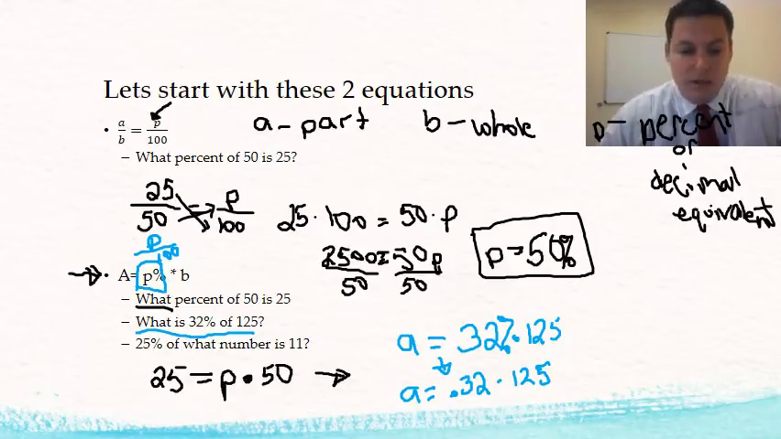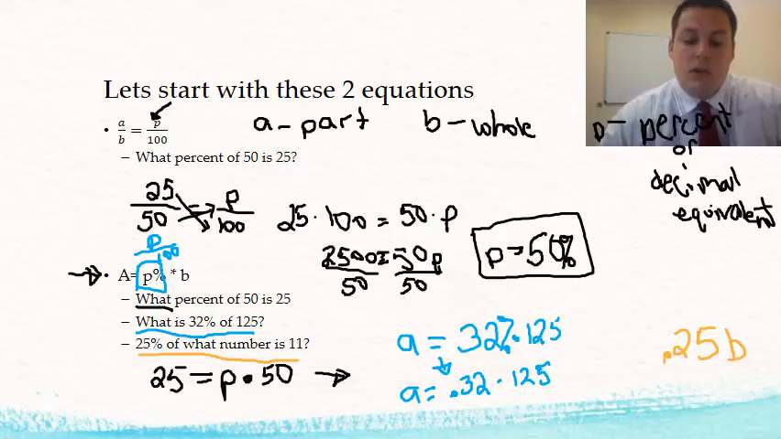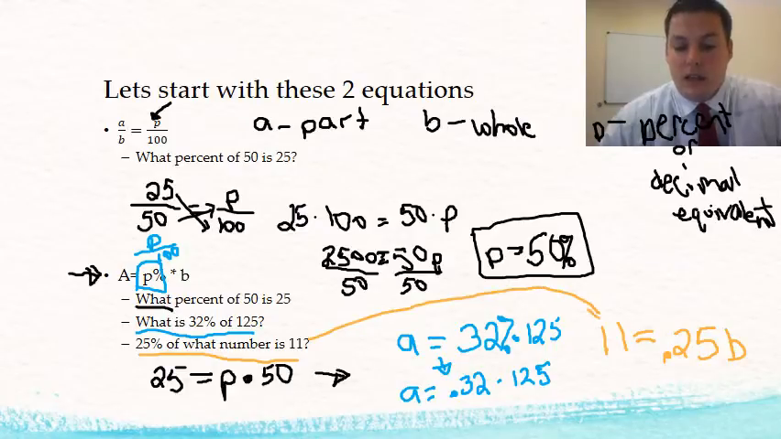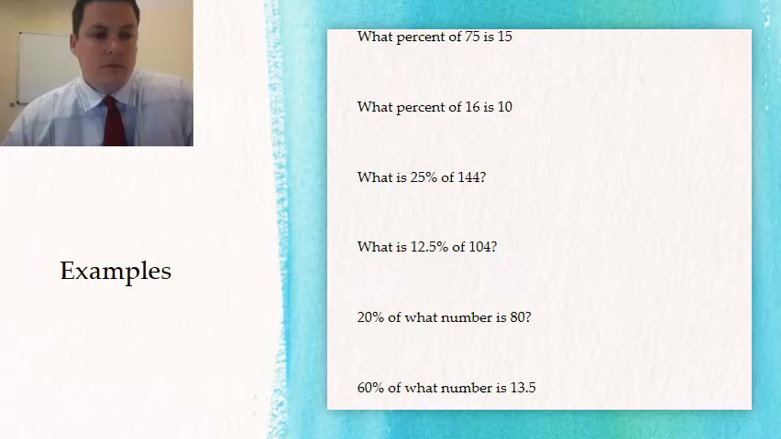The last one down here, we have 25% of what number is 11. So we have, again, the percent of what number, so we do not know the whole. And this should be 0.25 if we're not going to put the percent sign after it. And 11 is the part. So 11 equals 0.25b. That's how we would set up those equations, and then you know how to solve for a one-step equation there, which we will do in our examples.